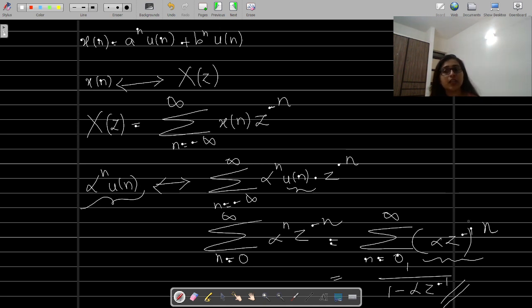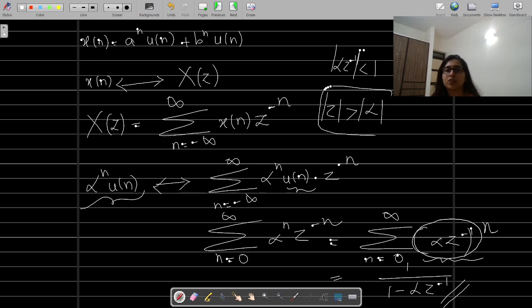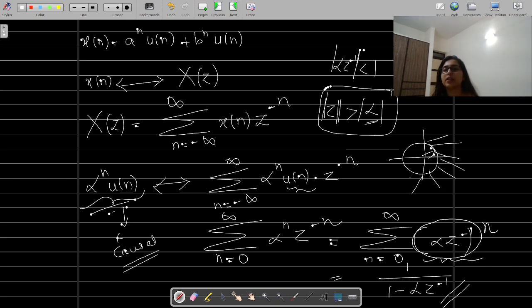But what is the region of convergence for this particular sequence? So this particular part should be less than 1. So mod of alpha z inverse is less than 1. That means mod z is greater than mod alpha. So from this you see that alpha to the power of n u of n is a right sided sequence, nothing but the causal sequence. Okay, and it is outside the outermost pole. So mod z is greater than mod alpha. That means the ROC will be greater than alpha.